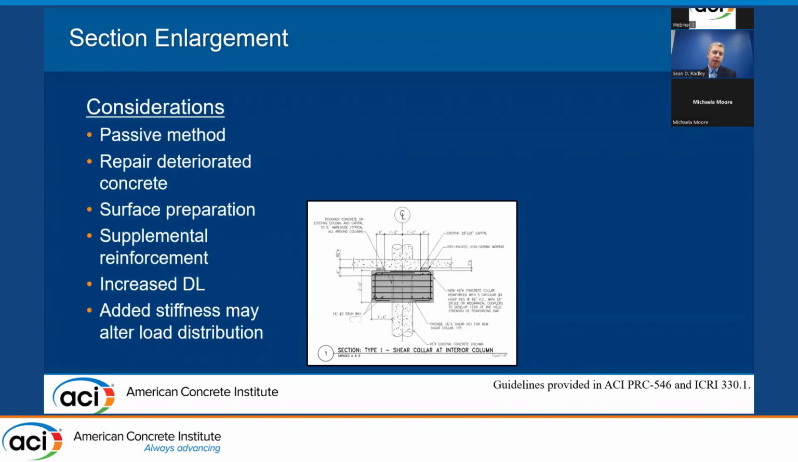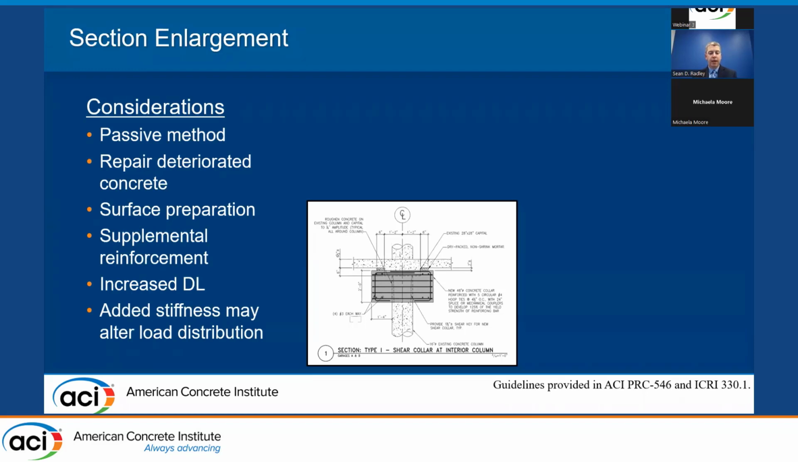For each of the methods that we'll talk about today, we present a similar format where we discuss the considerations, followed by advantages, and then disadvantages, and then also some locations where you can go for further reference or further guidelines. So for section enlargement, what do you need to consider? The first is that it's a passive method, meaning that unless the existing structure is shored and unloaded by, say, hydraulic jacking, once the strengthening technique is employed, it's only going to be engaged and strengthened for future additional loads. It won't be able to undertake existing loads.